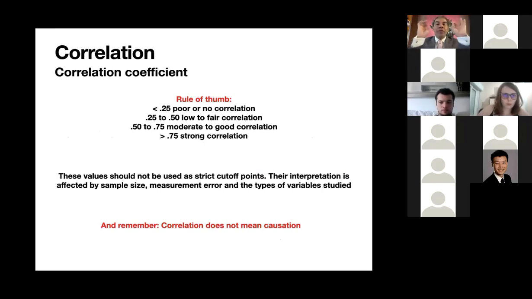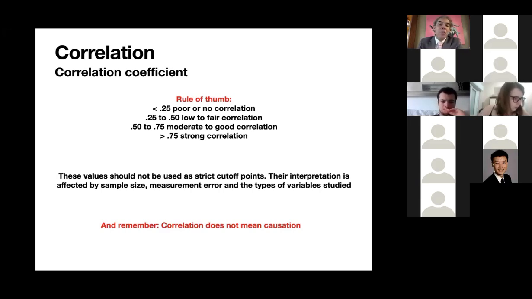So this is a rule of thumb for the correlation coefficients. If my correlation coefficient is less than 0.25, there's a poor or no correlation. If it is from 0.25 to 0.5, it's a low to fair correlation. If it is from 0.5 to 0.75, it's a moderate to good correlation. And if it is bigger than 0.75, I have a strong correlation. This is only a rule of thumb, but it works.